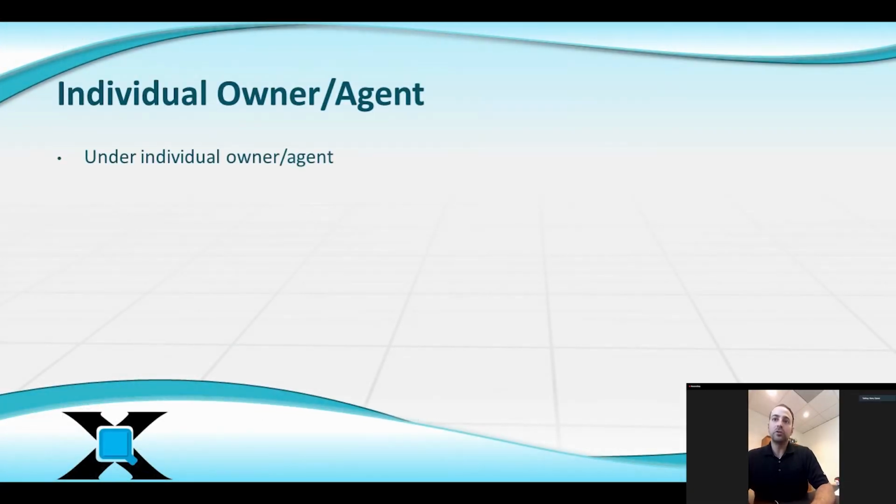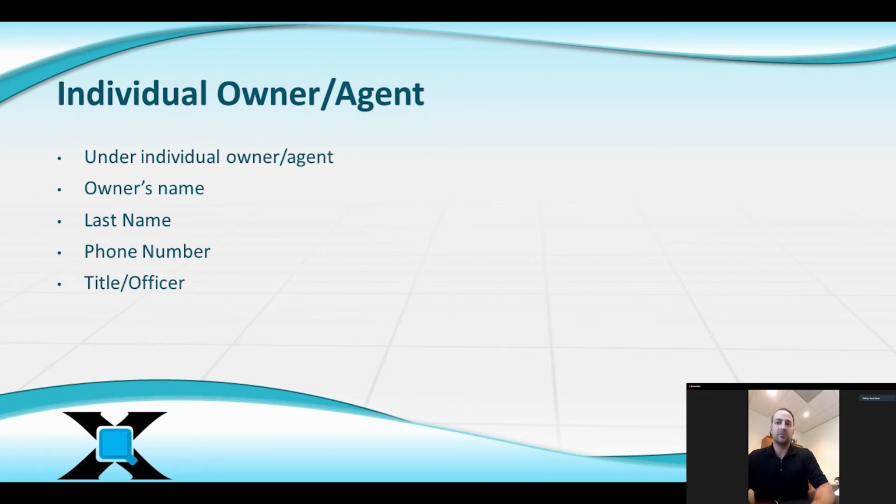So under the individual owner or agent, owner's name, last name, phone number, and title or officer, those are pretty generic and pretty standard. As an LLC, you can be a member, vice president, president, so you can put that there. Your ownership percentage is where a lot of my business owners are having trouble. I want to convey that if any business owner owns more than 20% equity in your company, then those individual owners need to be added to the application.